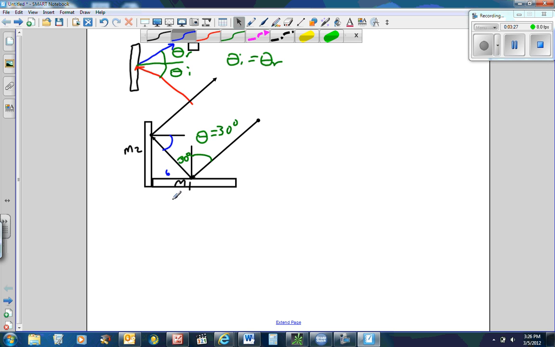How do I know that? Because 30 plus 60 is 90. So that means this has to be 60 because alternate interior angles are equal. Or we could have also said that this right here was 30 because of alternate interior angles, and that was 60. So guess what this has to be? This angle of reflection has to be 60 degrees. So that'd be the answer to that one. That'd be a little more complicated idea.